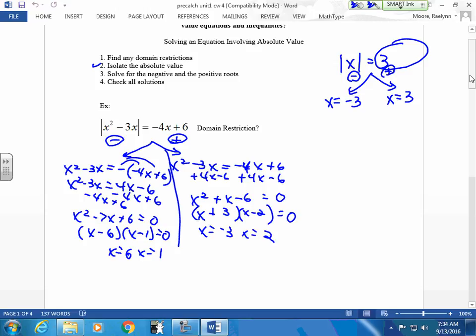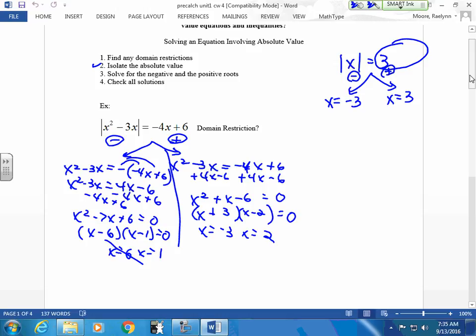Now, you have to check all your solutions. The easiest way to check it is to check the right side first, this side, because an absolute value can never be equal to a negative. So without putting it in this one, put it in here. If I put a 6 in here, a 6 times a negative 4 gives me negative 24 plus 6. My absolute value would be equal to a negative. Can that be possible? No. So in this case, I'm rejecting that.